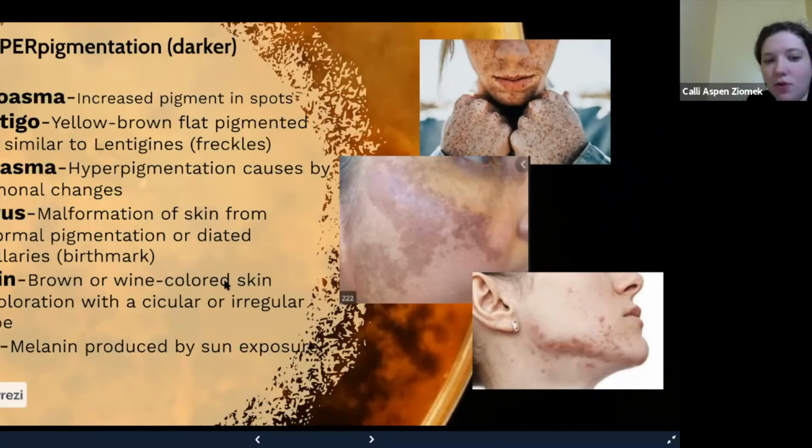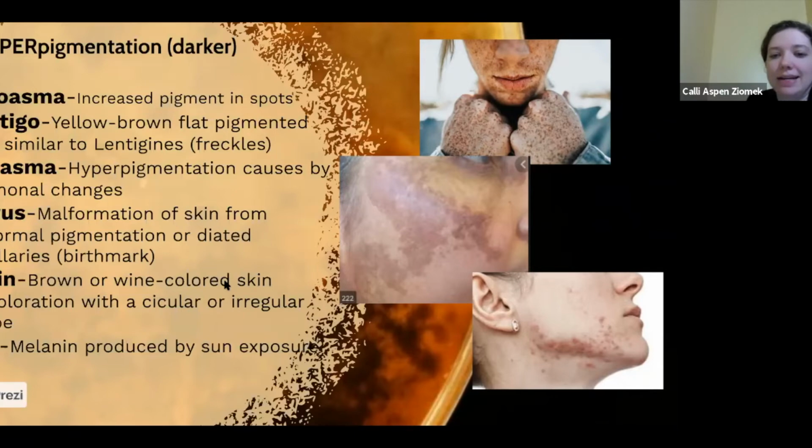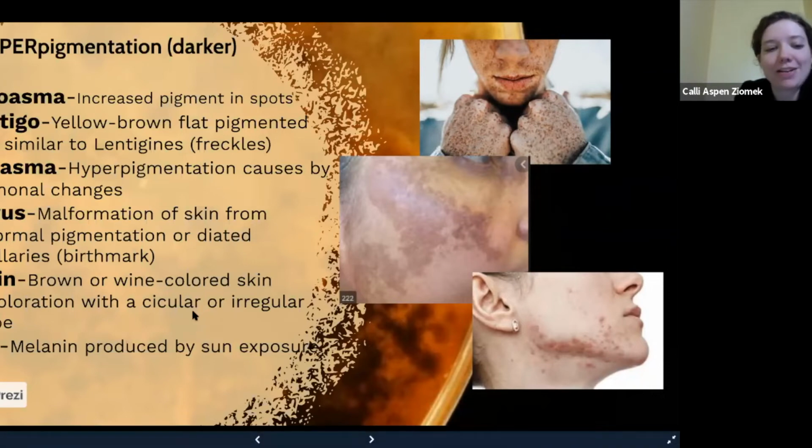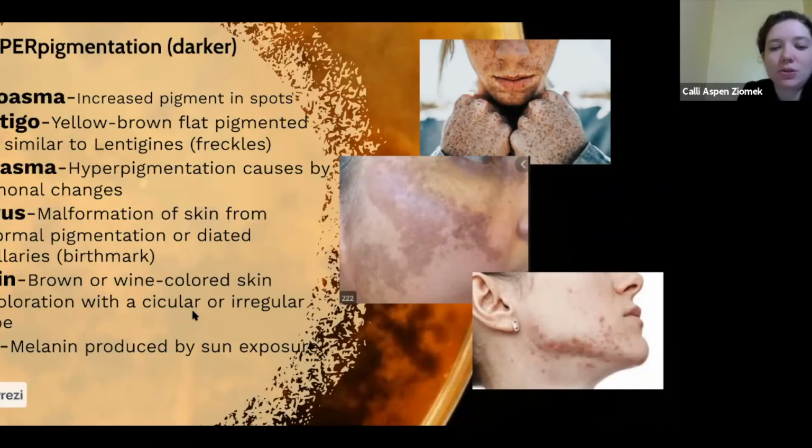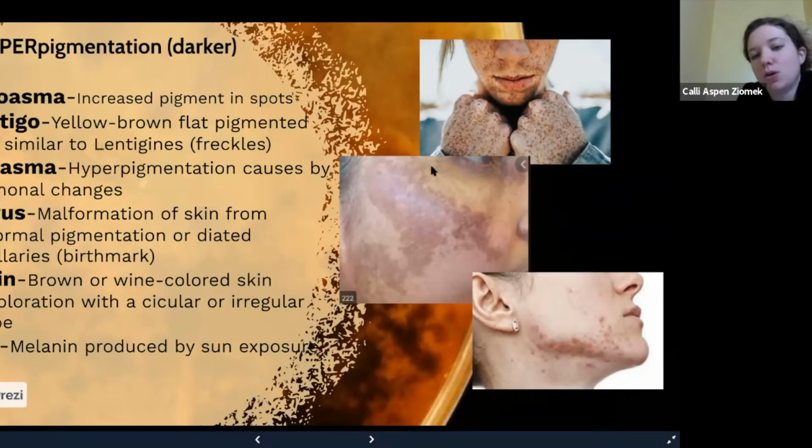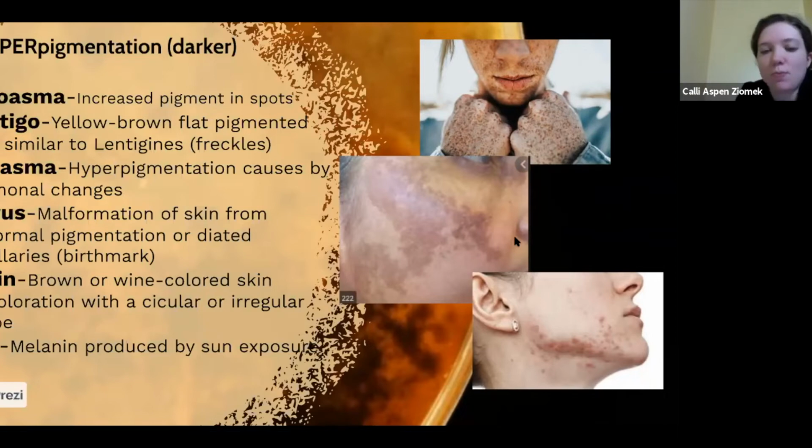Nevus is a malformation of the skin from abnormal pigmentation or a dilated capillary. It is what we commonly know as a birthmark. Then you have our very scientific medical term of a stain. These are brown or wine-colored skin discolorations with circular or irregular shapes. That's this middle picture. I kind of thought they would have a more medical term for this, but no, it is just a stain on the skin.